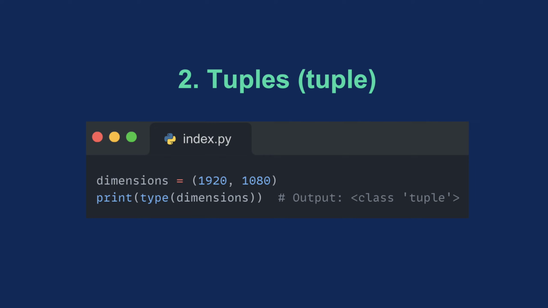The second data type in the compound data type category is tuple. A tuple is like a list but can't be changed after creation. For example, screen dimensions like 1920, 1080 are stored in tuples using parentheses, as you can see on the screen.